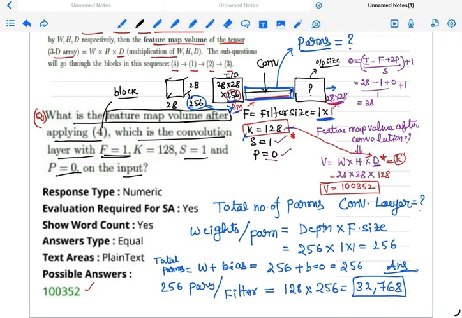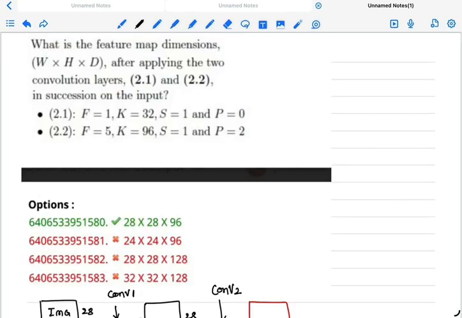Very easy. The next question is, what are the feature map dimensions? They are asking for the feature map dimensions, W width, H height and D depth, after applying the two convolution layers. So 2.1 and 2.2, where 2 represents block 2, and 1 is layer 1, 2 is layer 2. So 2.2 means second block, second layer, and 2.1 second block, first layer, in succession on the input.